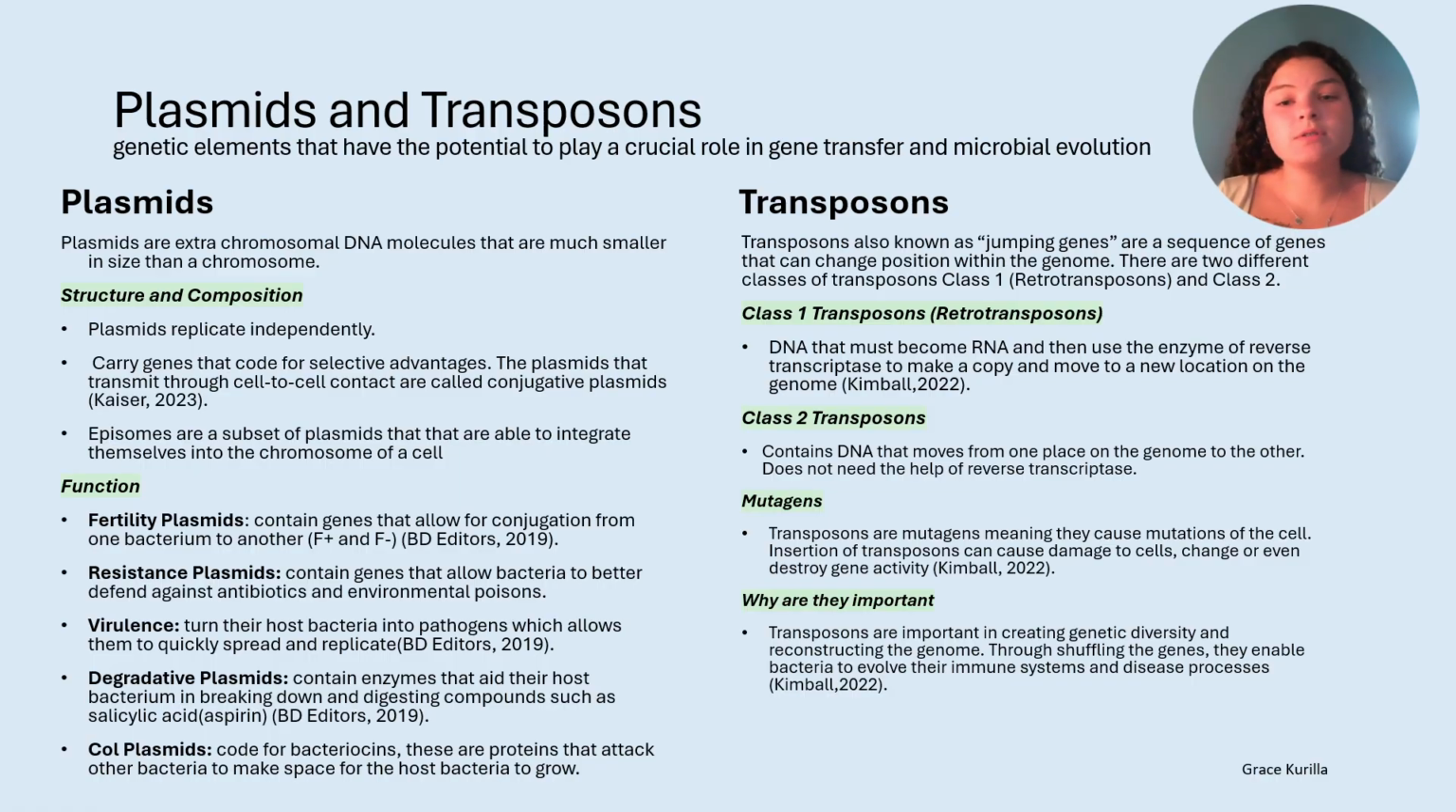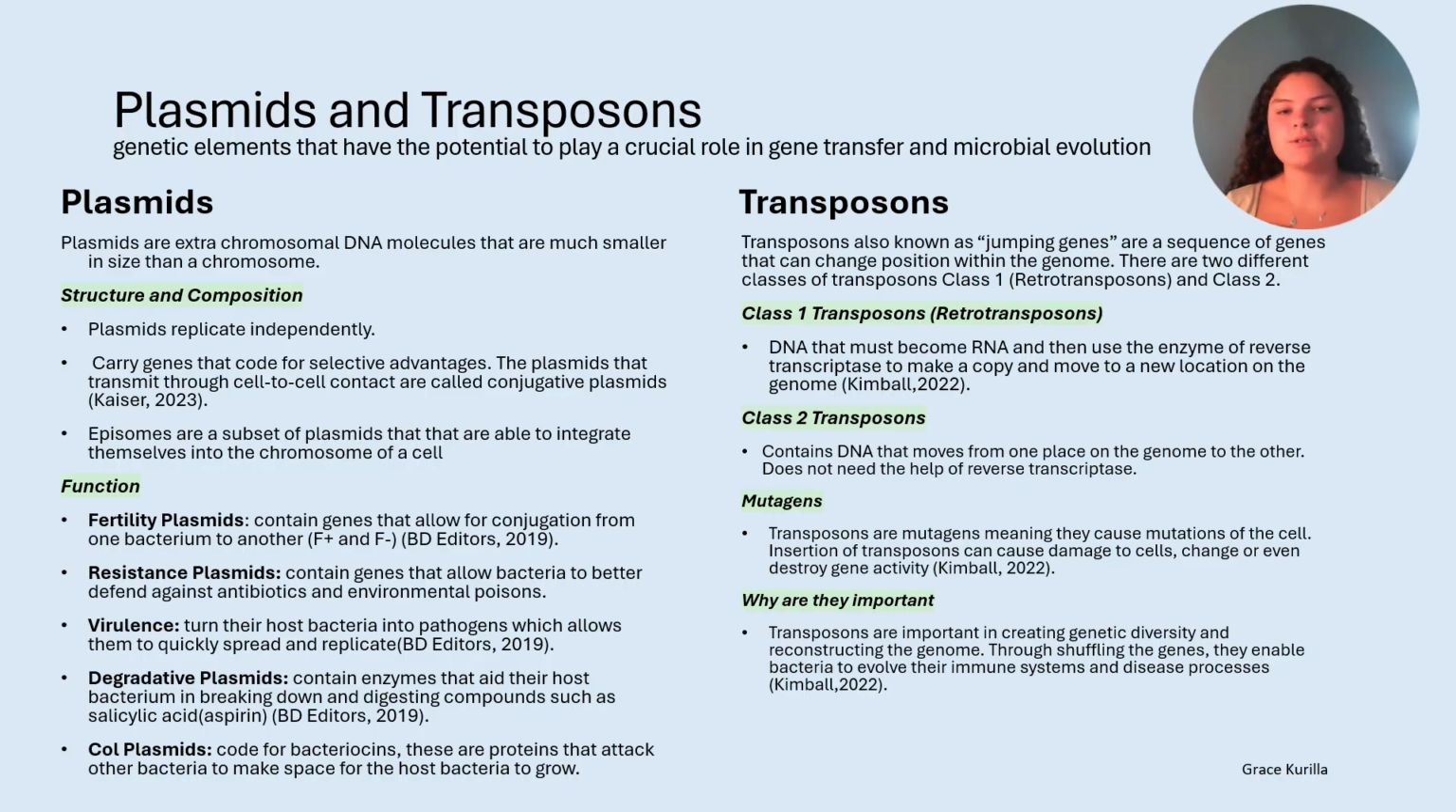Plasmids and transposons are two different types of genetic elements that have the potential to play a crucial role in gene transfer and microbial evolution, particularly in bacteria, but also in other microbes. Let's start off with plasmids. Plasmids are extrachromosomal DNA molecules that are much smaller in size than a chromosome. While plasmids are not essential to the life of bacteria and their normal function, they do have a huge advantage in bacterial life. First, let's talk about the structure and composition.